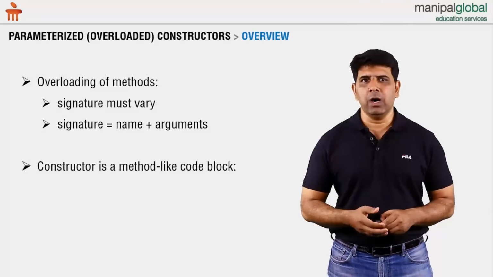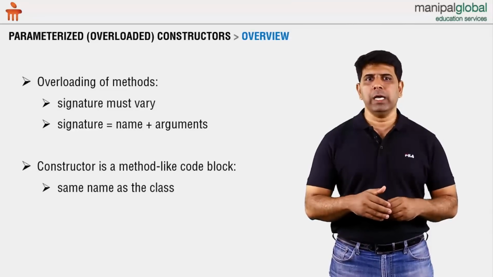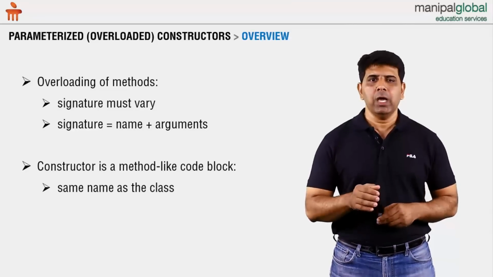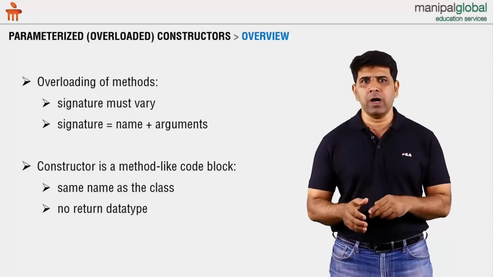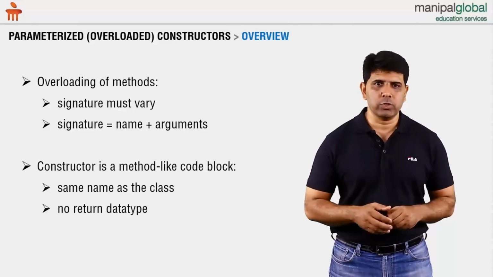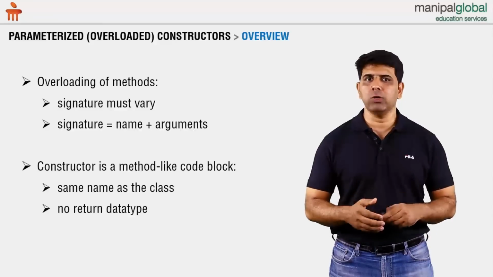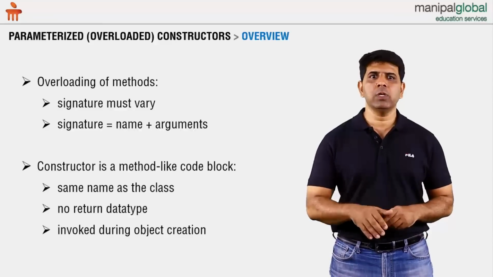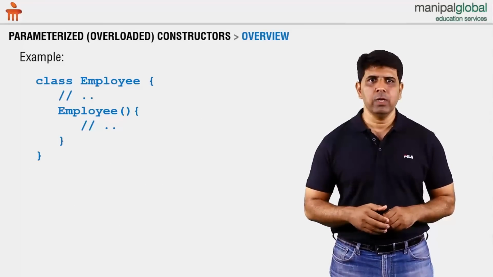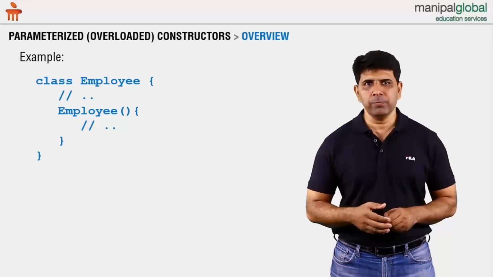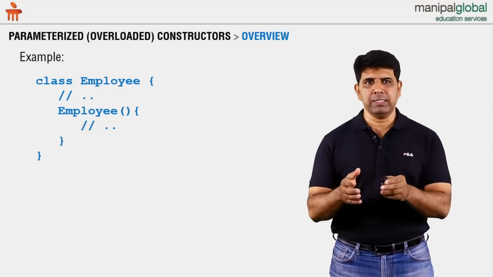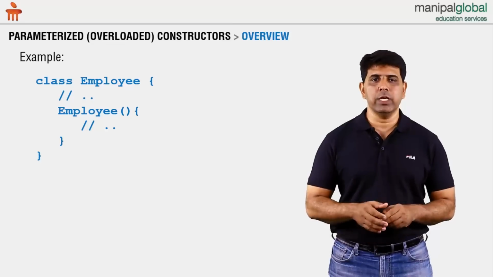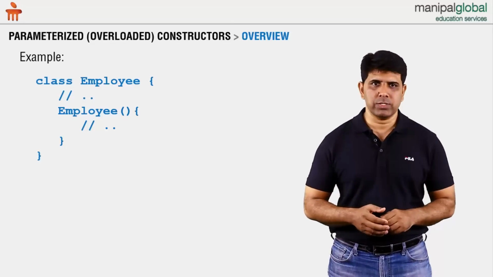A constructor is a method-like block that gets automatically executed during object creation. It has the same name as the class, but there is no return type. So it is not really a function and you can't invoke it. It's invoked during object creation. Here is an example of a constructor. A class Employee has a constructor Employee. There is no return type, just some initialization.